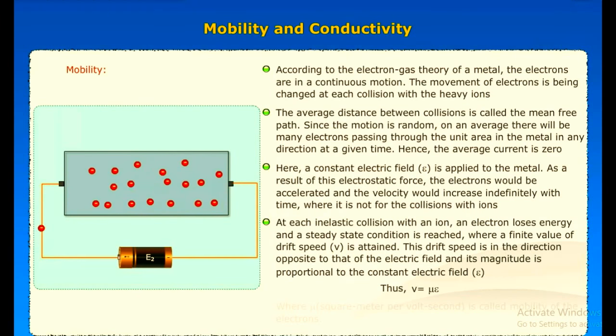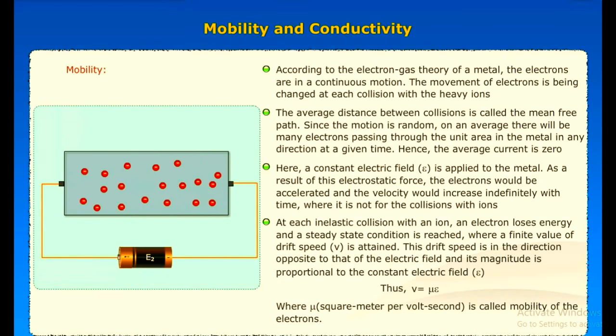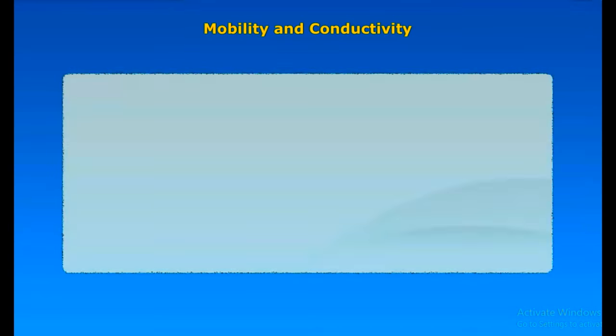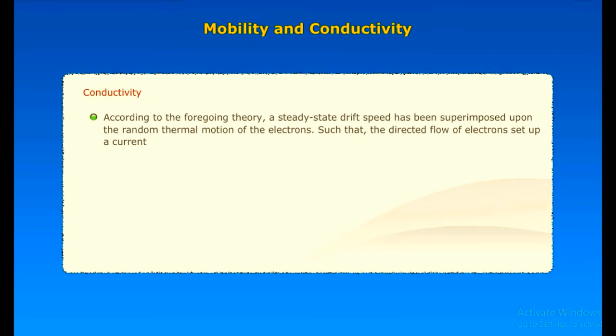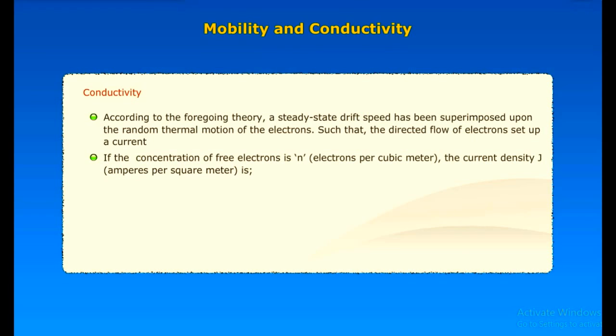Thus, v is equal to mu epsilon, where mu, in square meter per volt second, is called the mobility of the electrons. Conductivity. According to the foregoing theory, a steady state drift speed has been superimposed upon the random thermal motion of the electrons, such that the directed flow of electrons sets up a current. If the concentration of free electrons is N, which is electrons per cubic meter, the current density J, which is amperes per square meter, is rho, the conductivity of the metal.